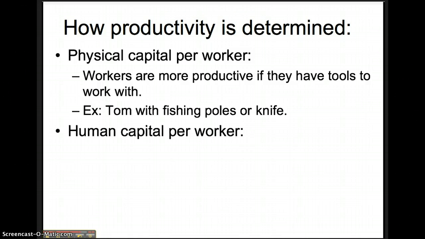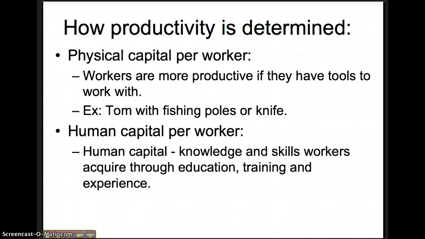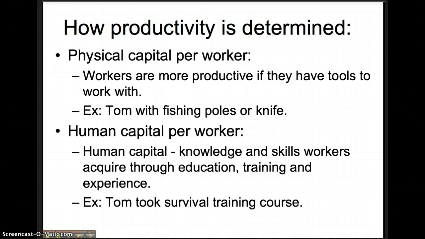Next is human capital per worker. Human capital is defined as the knowledge and skills workers acquire through education, training, and experience. An example of human capital would be if Tom took a survival training course. He would already have the education and training to survive in the wild. He might already know how to build a fire without a match or how to catch fish, therefore increasing his productivity.